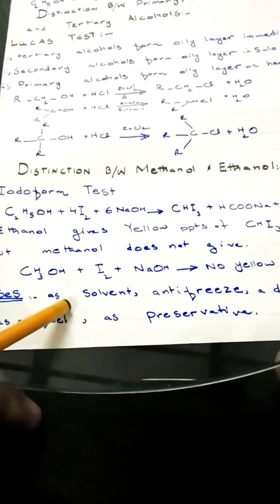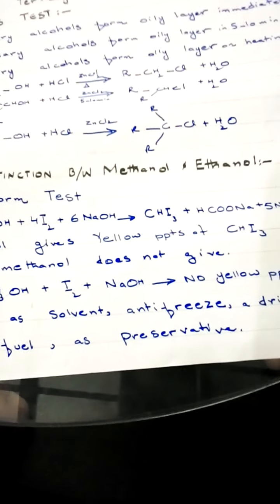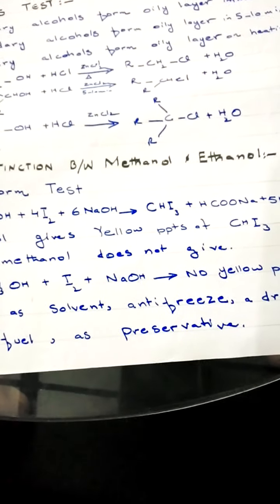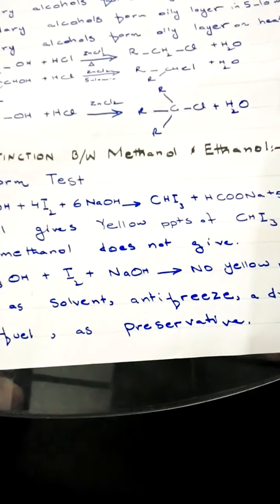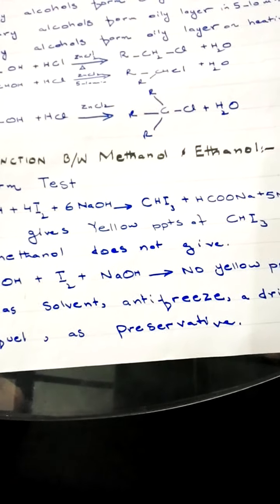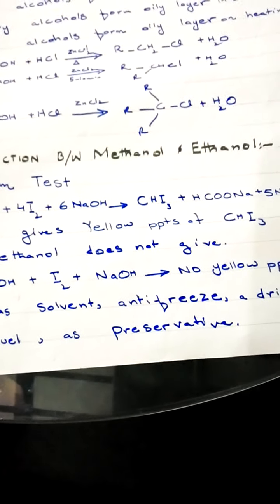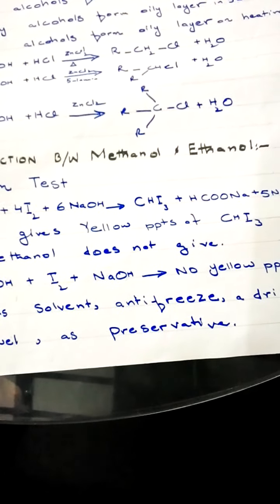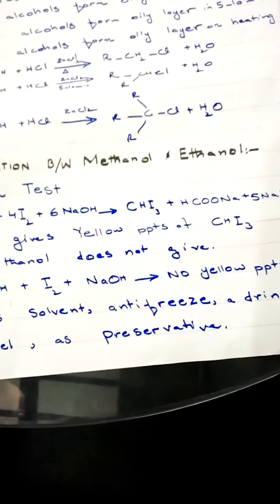Uses of alcohols. Methanol is used as a solvent for fats, oils, paints, varnishes. It is also used as antifreeze in the radiators of automobiles and for denaturing of alcohol. Ethanol is used as a solvent, as a drink, and as a fuel in some countries. Moreover, it is used in pharmaceutical preparations and as a preservative for biological specimens.